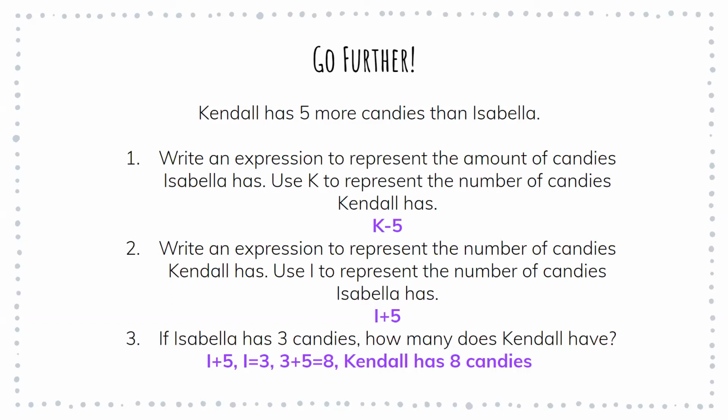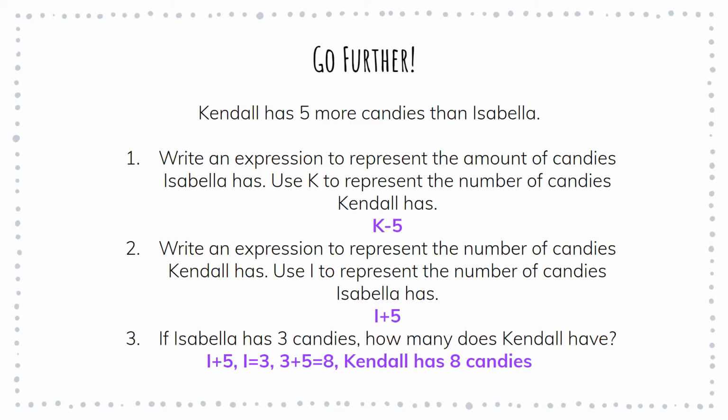So it might be a little bit confusing explaining it. It is really important that we write it both ways, so we know that the K minus 5 means that Isabella will always have 5 less than Kendall, and then the I plus 5 will show that Kendall will always have 5 more than Isabella. So when we plug those in, that made it easier for us to see how many candies there were.